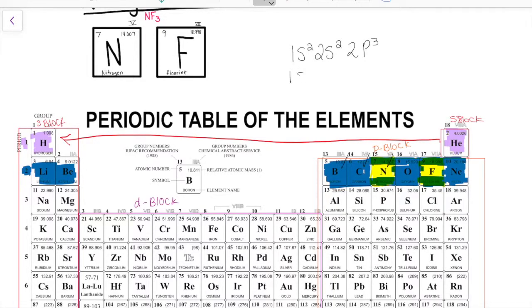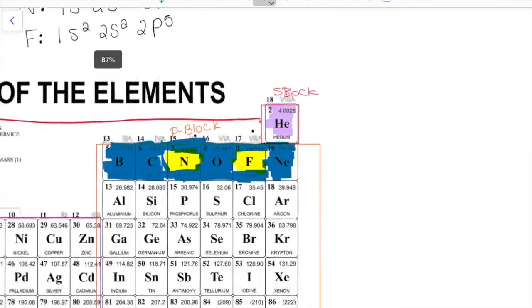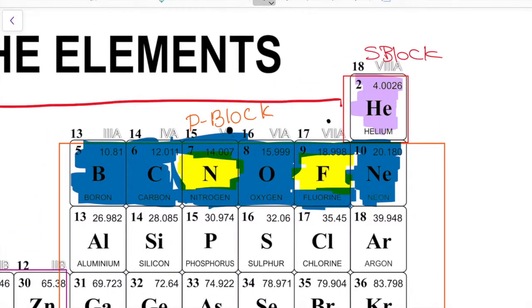Then you'll repeat the same thing with fluorine, where it is 1s2, 2s2, 2p, and then you'll see that it is the fifth one in. Okay, so when looking at the electron configurations of nitrogen and fluorine, you can see on the periodic table that nitrogen has 5 valence electrons, and fluorine has 7.